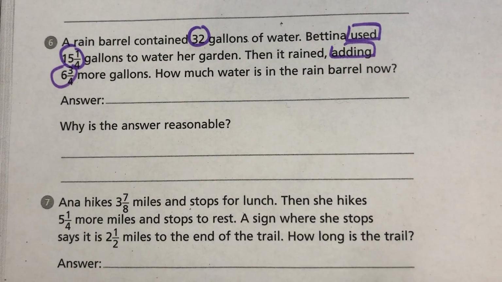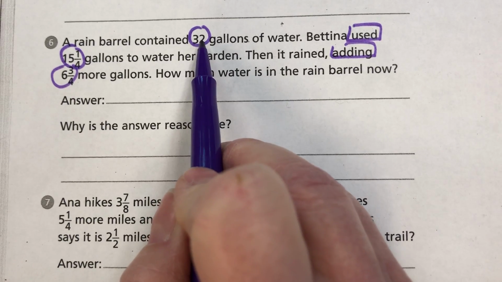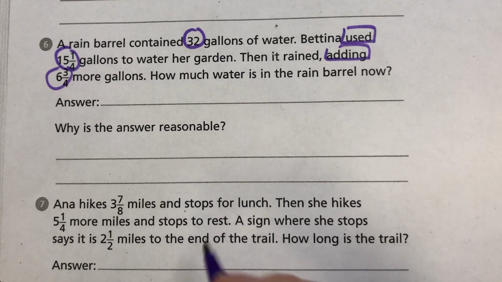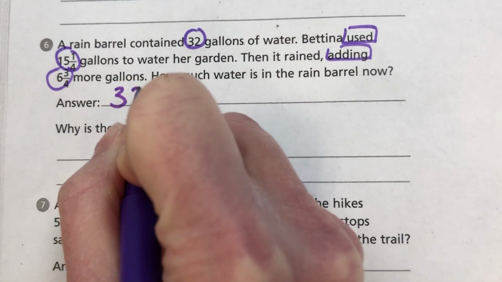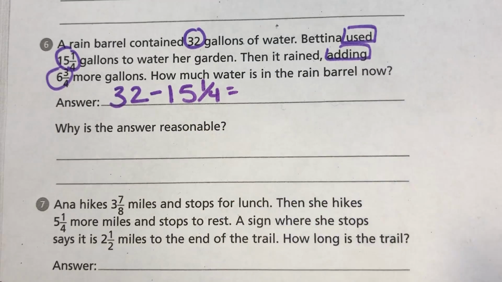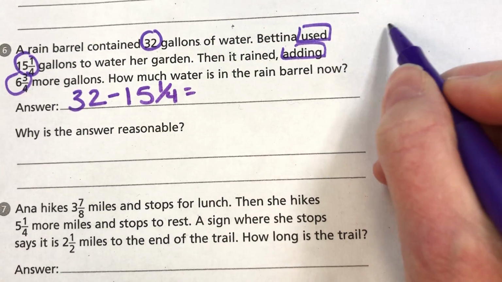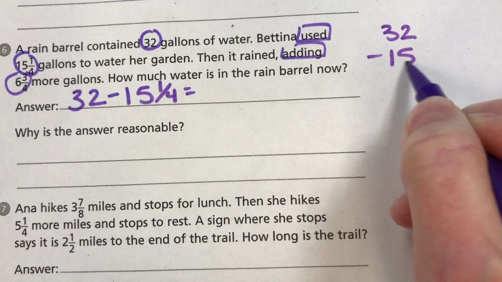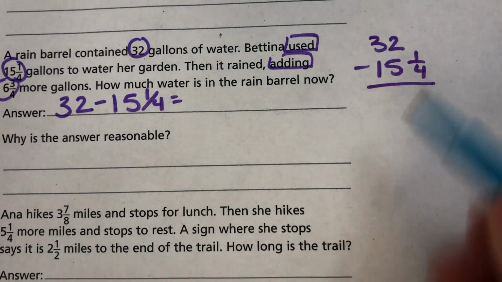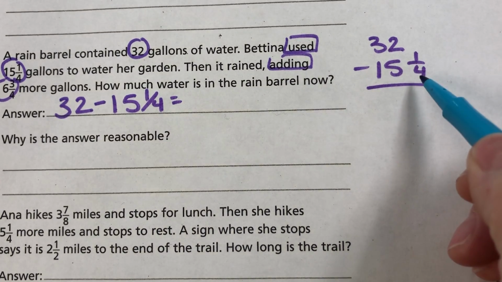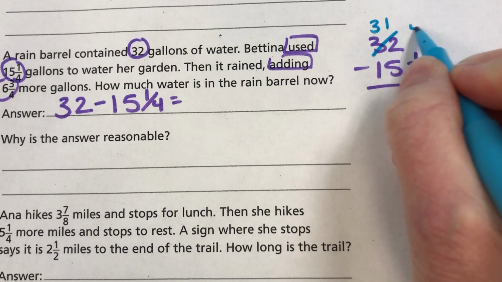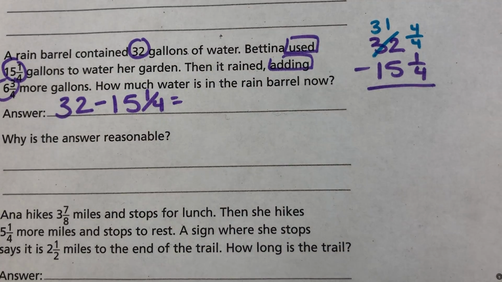So let's take this step by step. We started with 32, and if Bettina used 15 1/4, that means that she took it away. So the first part of this would be 32 minus 15 1/4. And we solve that off to the side. First we see, hey, there's not a fraction up here. There needs to be one because I can't take 1/4 away from nothing. So 32 becomes 31, and here we have 4/4.